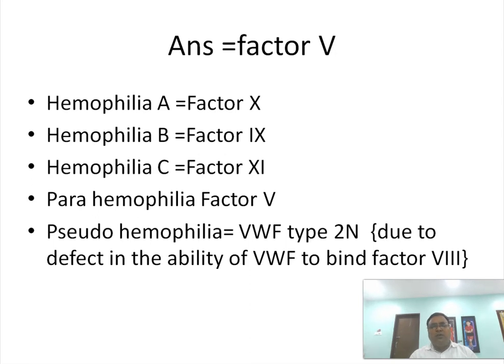Pseudohemophilia, which one is known as pseudohemophilia? It is von Willebrand factor type 2N. The one classical subtype, 2N, is known as pseudohemophilia. This is due to a defect in the ability of the von Willebrand factor to bind to factor 8. This is called pseudohemophilia, the type 2N variety of von Willebrand factor deficiency.